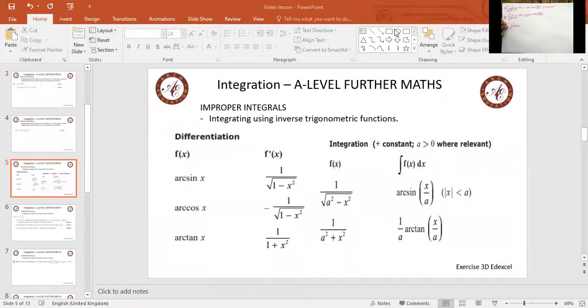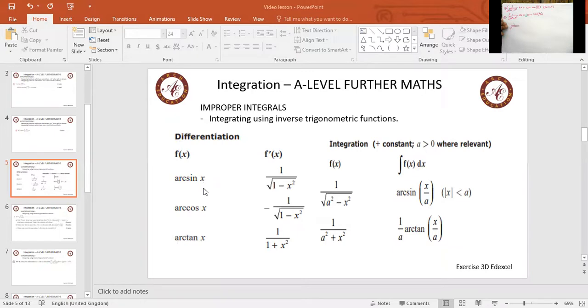Hello and welcome to our second video on integration at A-level maths, and we're talking about improper integrals again. Within that chapter, we're talking about integration using given inverse trigonometric functions. These are the formulas given in the formula book.